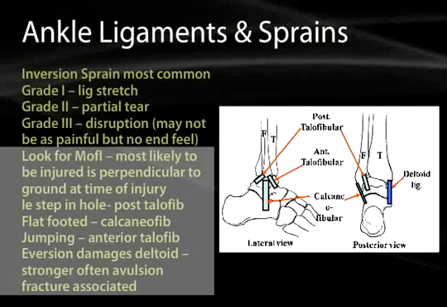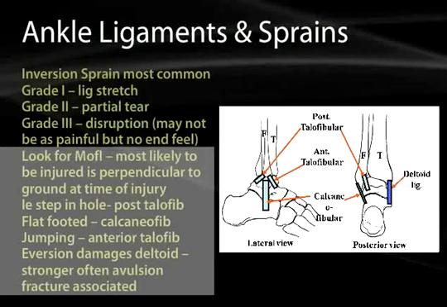In jumping, as we had in our previous question scenario, you come down in a plantar flexed position, which makes your anterior talofibular perpendicular to the ground, and again, that's the one that's most damaged in jumping. And if you stepped into a hole and sprained your ankle, the posterior talofibular would be perpendicular to the ground, and that would be the first one injured. Whereas eversion, you're thinking about the deltoid.